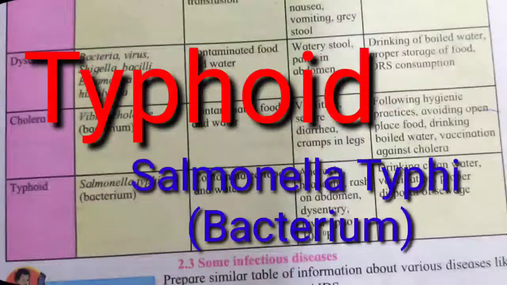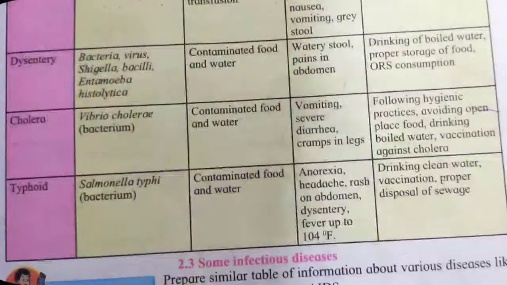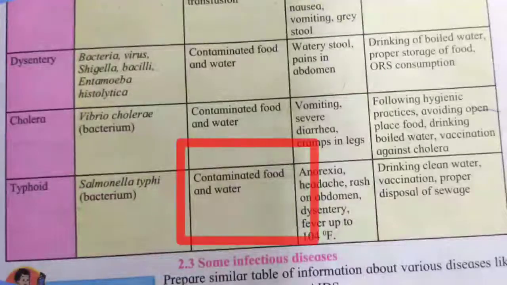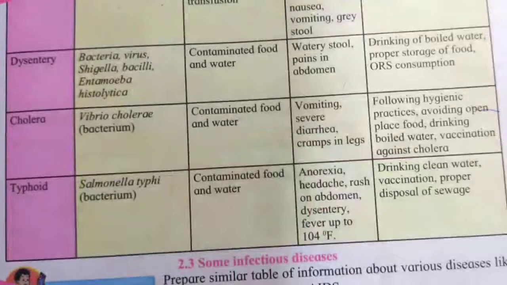And the next infectious disease is typhoid, and the pathogen responsible for typhoid is Salmonella typhi. About its mode of infection, we can tell contaminated food and contaminated water. मित्रांनो, टायफॉइड जो आहे तो दूषित अन्न आणि दूषित पाणी यांच्यामुळं होतो. Contaminated water and contaminated food is also responsible for typhoid.